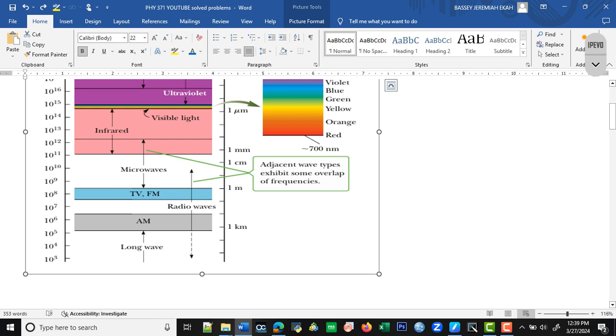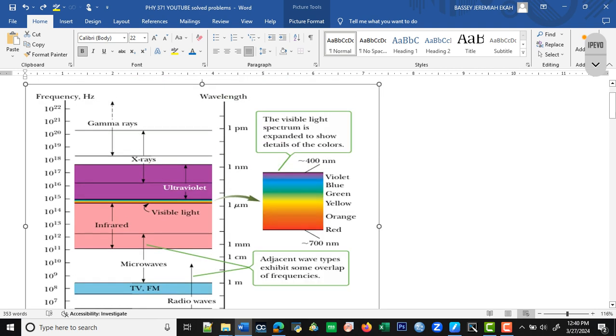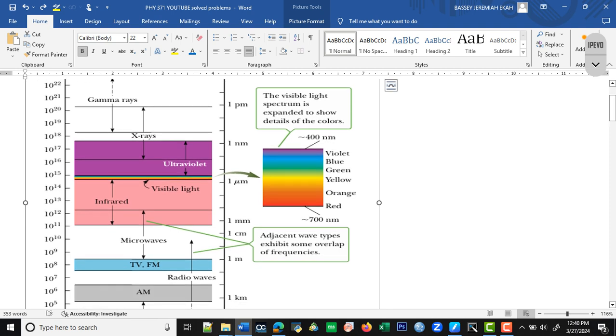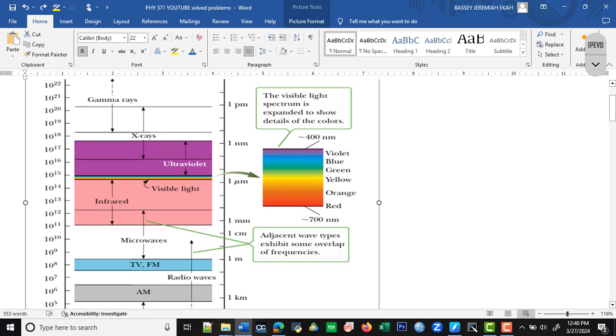Looking here, we have 1 kilometer in terms of the wavelength, 1 meter, 1 centimeter, 1 millimeter, 1 micrometer, 1 nanometer, 1 picometer. You see that the wavelength is decreasing in this case. So if you are asked to write the members of the electromagnetic spectrum in order of increasing frequency or in order of decreasing wavelength, they mean the same thing.